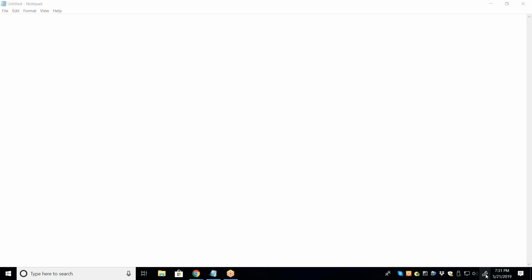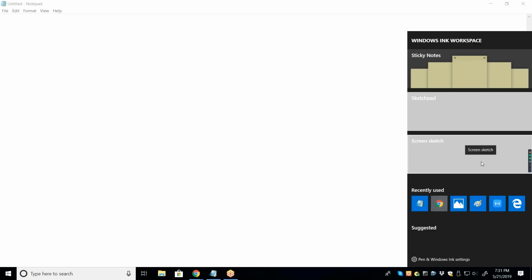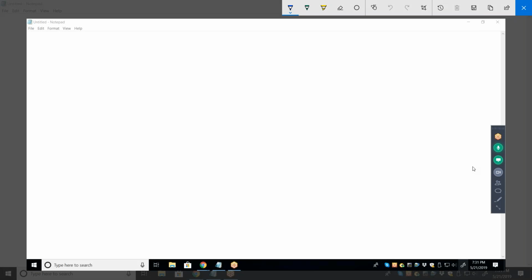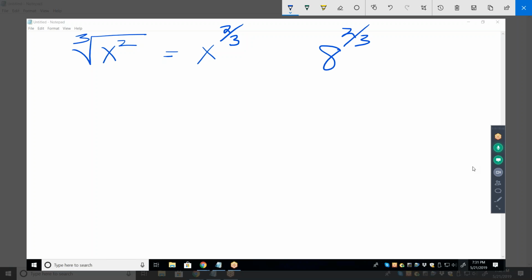So the first one wants us to rewrite as a rational exponent. The cube root of x squared. When you remove the radical sign, the numerator of the exponent is the power that x is being taken to. The denominator is the root. Let me give you an example. Always do the root first.